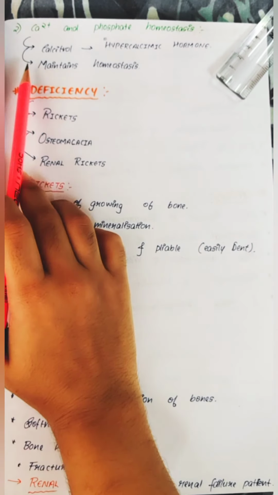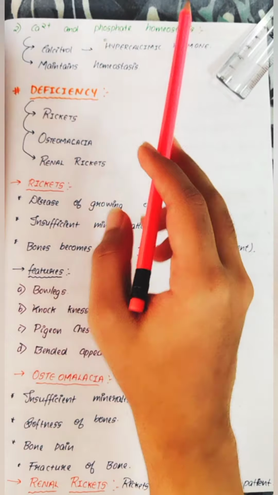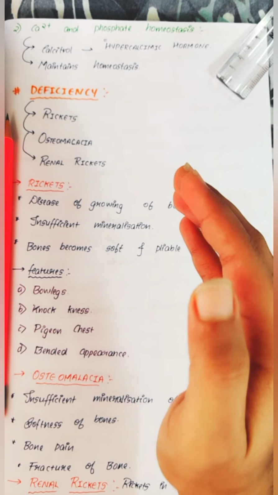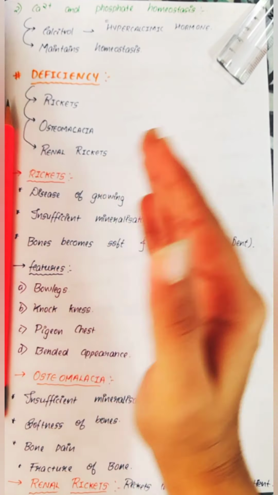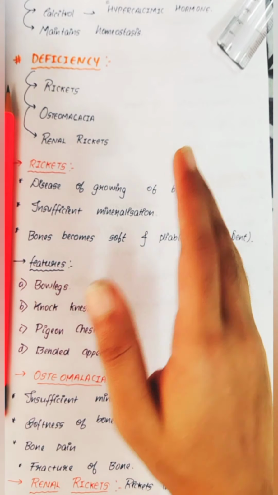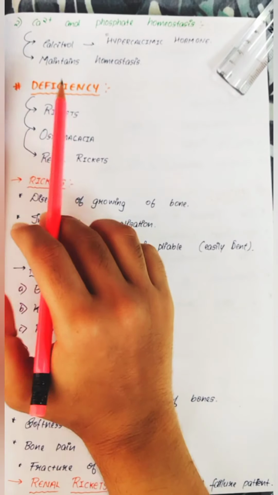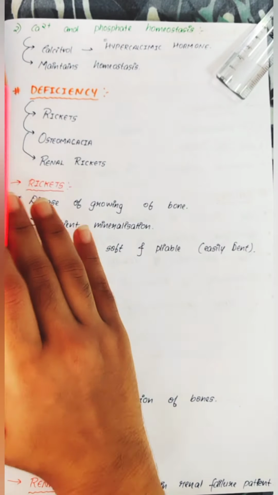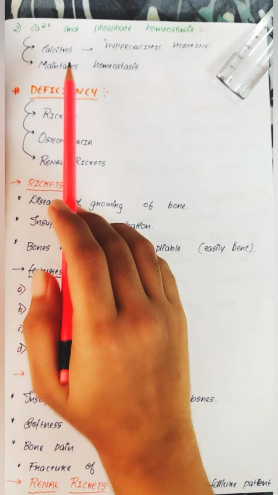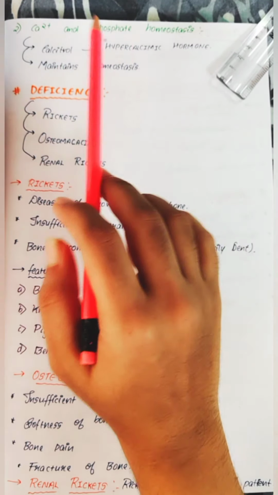Moving on to the second function, calcium and phosphate homeostasis. Remember, there should be a balance between calcium and phosphate. If there is an increase or decrease in the concentration, it might lead to various bone problems. So there should be a homeostasis between calcium as well as phosphate. Calcitriol is also known as a hypercalcemic hormone. What does it do?